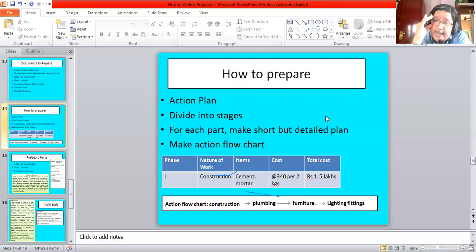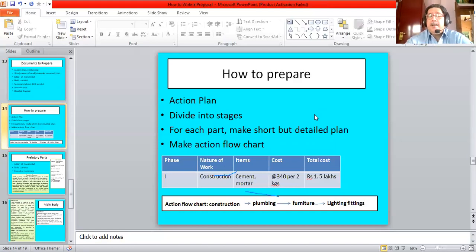And the cost, again, we have to get the exact cost. For example, cement would cost rupees 340 per 2 kgs. And the total cost, accordingly, we can calculate as rupees 1.5 lakhs. So we will prepare an action flow chart of the different phases of the work. Construction work, including building construction and wooden construction and the furniture, if it is made. Then plumbing, electrical fittings, lighting, sanitation, and hardware, and so on. So all these would be different phases.